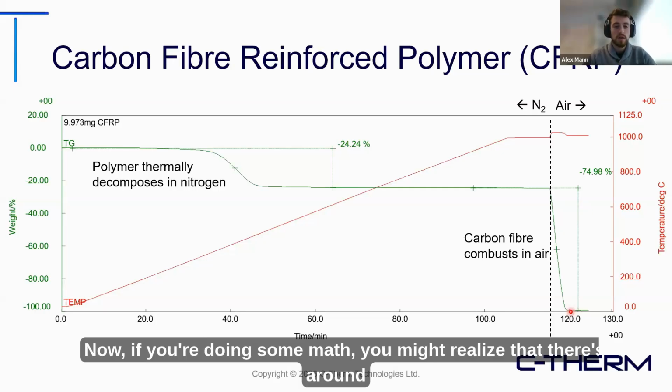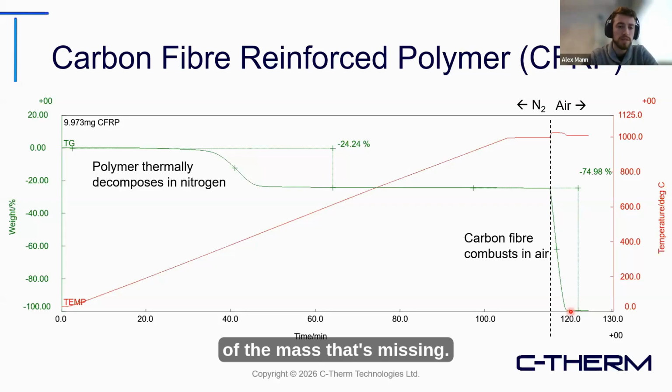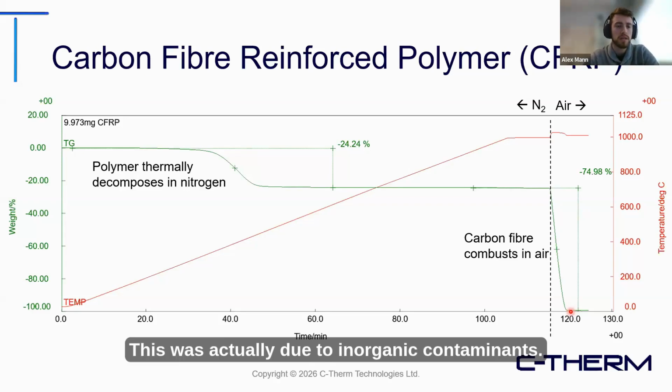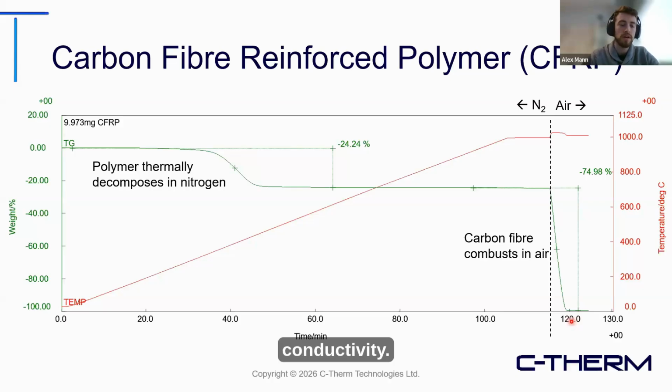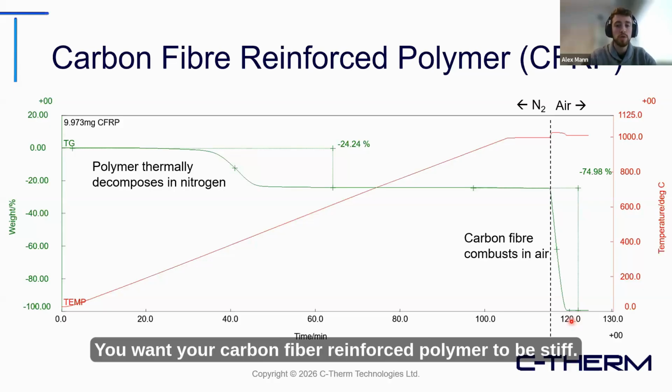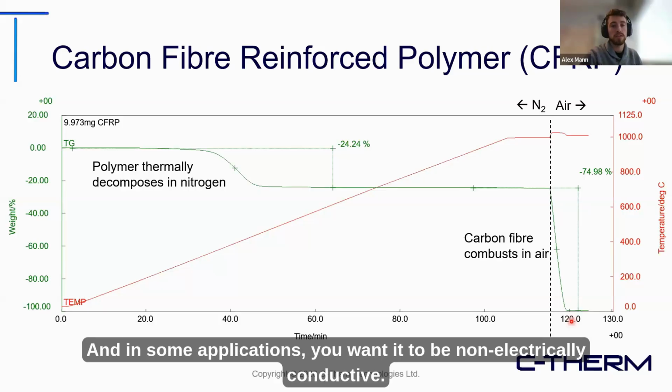Now, if you're doing some math, you might realize that there's around 0.75% of the mass that's missing. This was actually due to inorganic contaminants. There was a little bit left over in the crucible. This is important because you don't want high contaminants, for something like a metal, where it can induce electrical conductivity. You want your carbon fiber reinforced polymer to be stiff. You want a high strength to weight ratio. And in some applications, you want it to be non-electrically conductive.